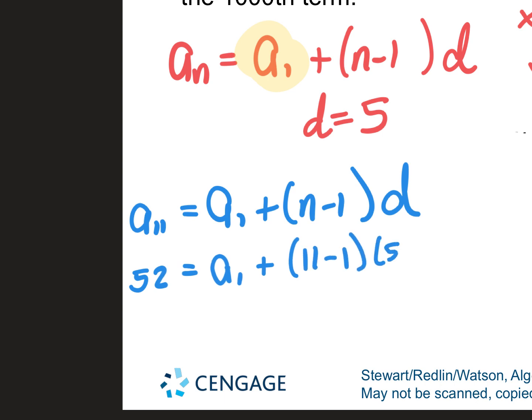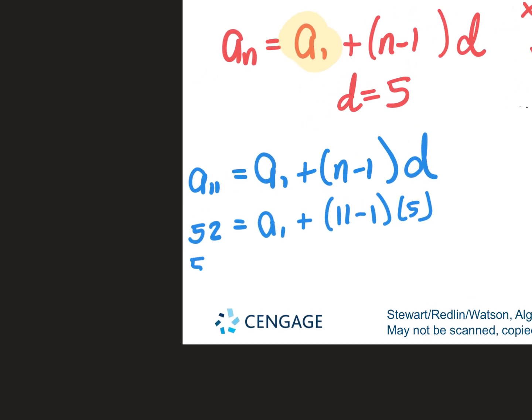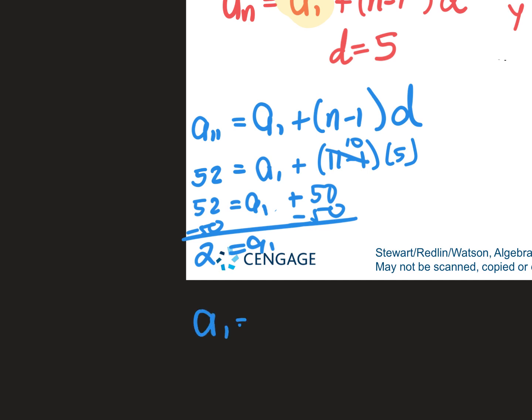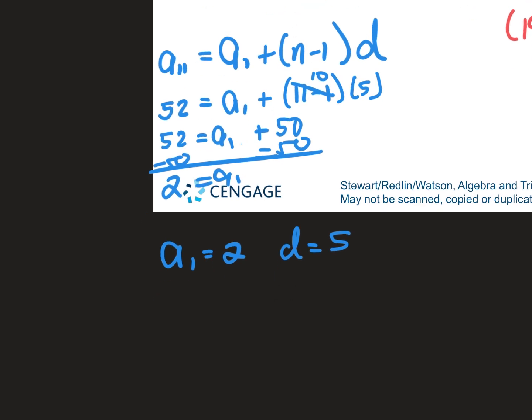common difference, which was 5. n is the number term that you're talking about, so we're talking about the 11th. So I have 52 equals a sub 1 plus, well, 11 minus 1 is 10, and 10 times 5 is 50. I'm going to solve that. Oops, I'm sorry, I'm trying to find the first term, not the 11th. So I'm going to subtract 50 from both sides, and I found that the first term was 2. So a sub 1 equals 2. My common difference is 5. We can now write the rule.